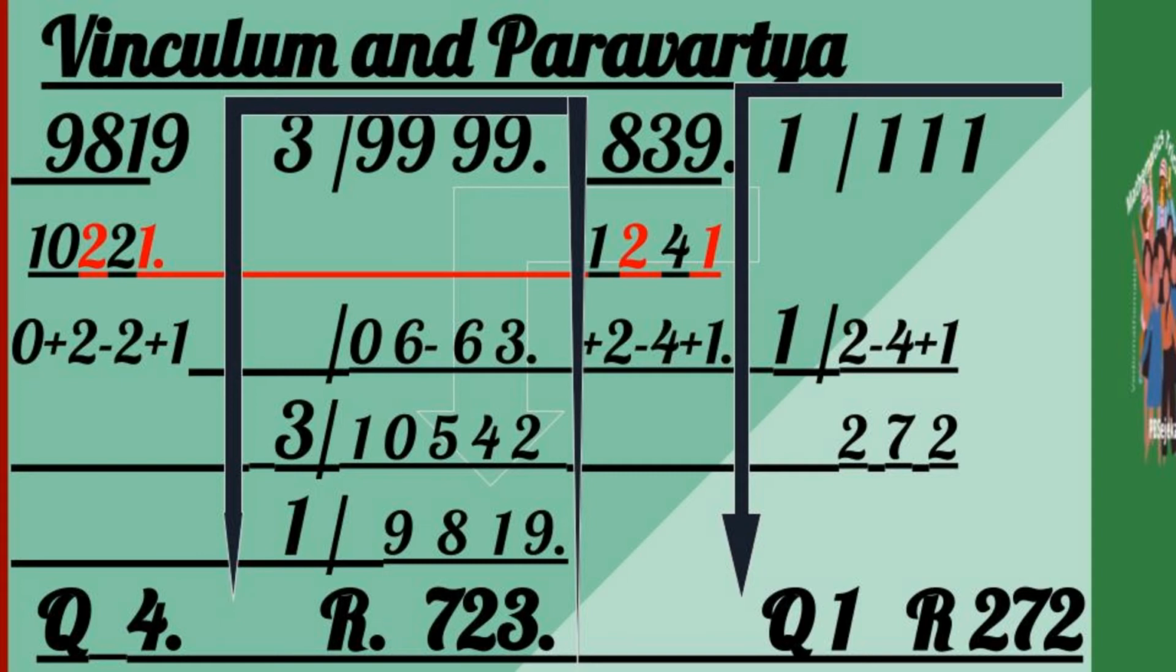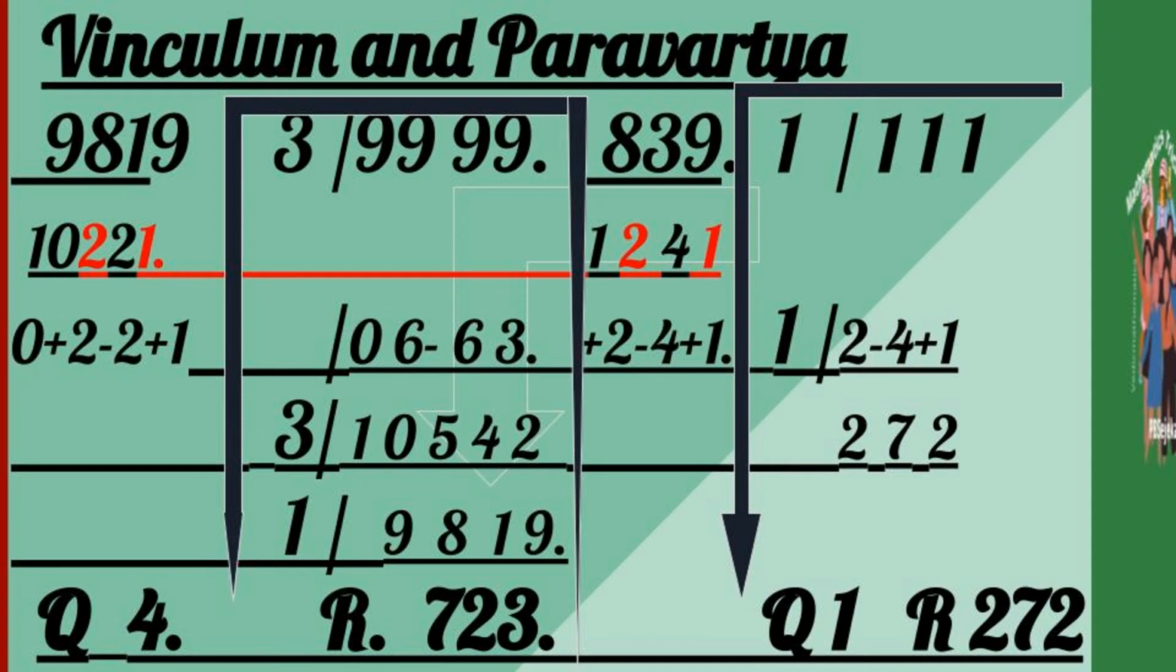39999 to be divided by 9819. Now Vinculam of 9819 gives 100 minus 2 is 98, 20 minus 1 is 19. So we write as 10 minus 2 plus 2 minus 1. Making it Paravartya, omit 1 and write as 0 plus 2 minus 2 plus 1.